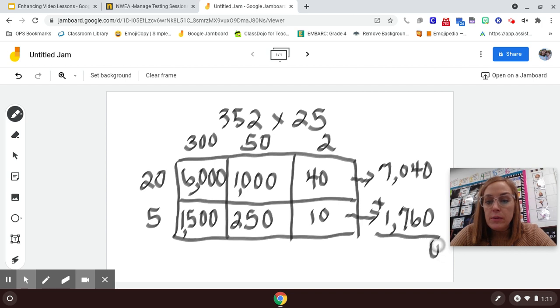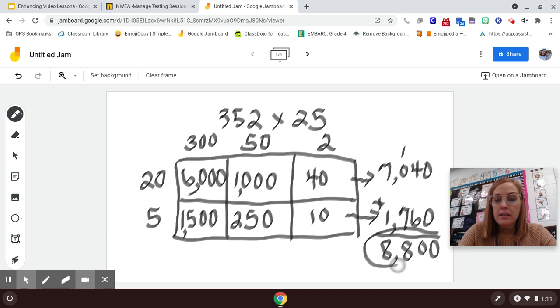So 0 plus 0, 4 plus 6 is 10. Carry my 1. 7 plus 1 is 8. So my answer is 8,800. Okay? So see, it's really just more of the same, but now we've added in that third digit, so you have to have that third box.